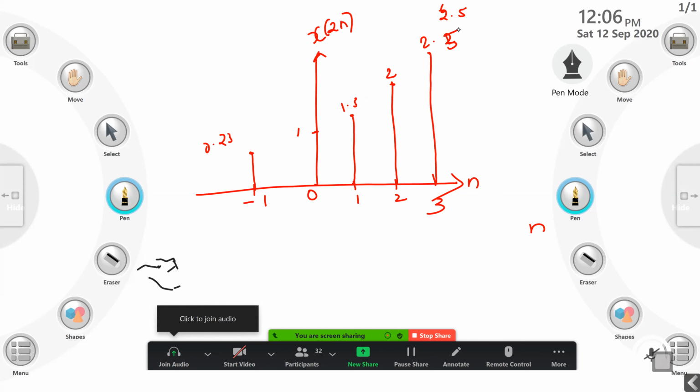So after this compression, what is your observation or inference after plotting this x of 2n? You compare it with x of n. What is the thing that you have noted here? Anyone? Sir, the time period is reduced. Okay, that is fine. But what about the number of samples?